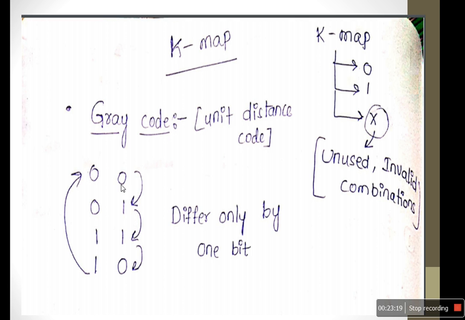So for example, after 00 we have 01, only one bit difference. Here I have 00 and here 01. And after 01 I have 11. So this 1 is common and only one bit differs: this 0 is changed to 1. And here this 1 is common and this 1 is changed to 0. Only one bit difference each time, so due to this the error will be reduced.